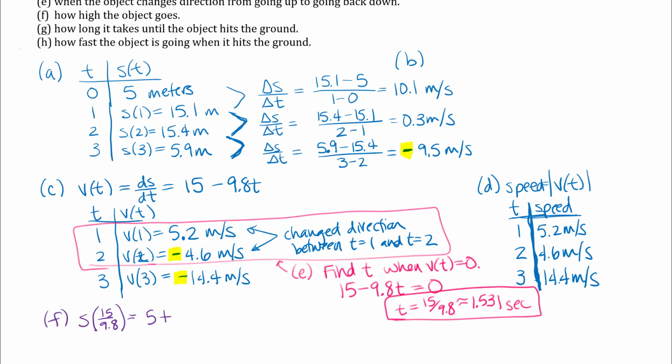You might notice that I used the exact value here and not the decimal approximation of 1.531. If you're only interested in approximate answers, then you can use the 1.531, but the more accurate you want your answer to be, the more you want to go back and use your exact answer and then round at the end. So I just plugged my 15 over 9.8 into my S function.